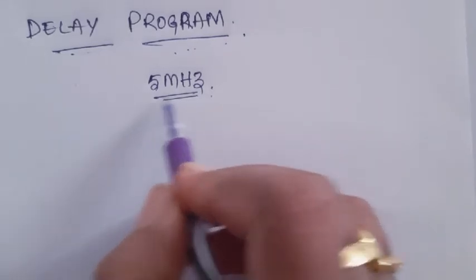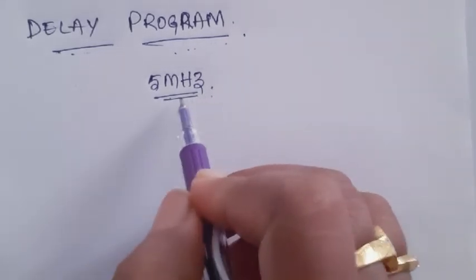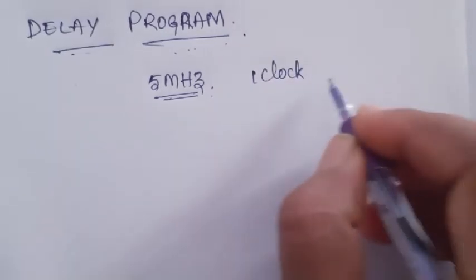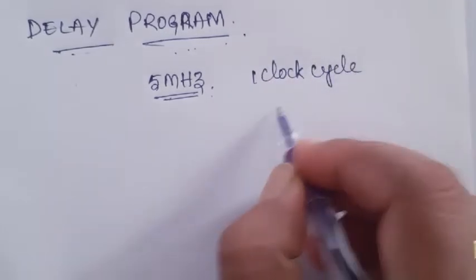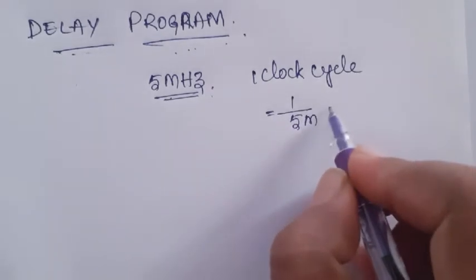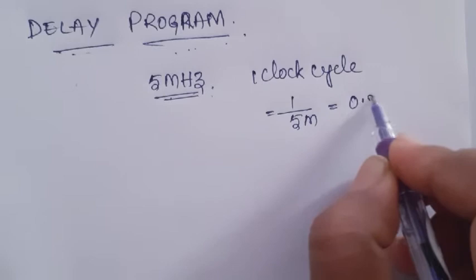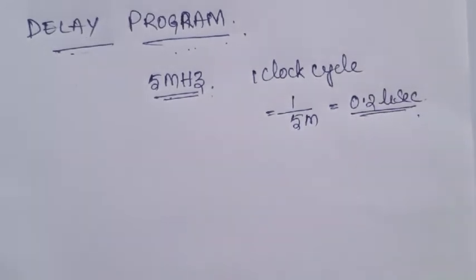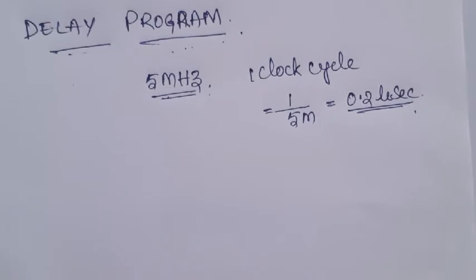So if the clock frequency given to the processor is 5 megahertz, that means one clock cycle will be of what time period? Clock cycle will be equal to 1 upon 5 megahertz. So this will be equal to 0.2 microseconds. That means each clock pulse will be 0.2 microseconds.